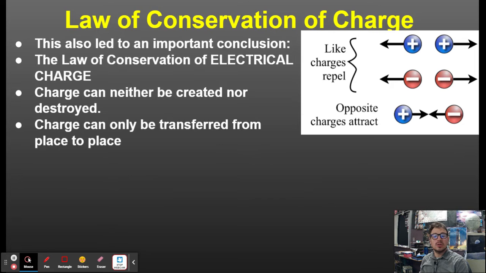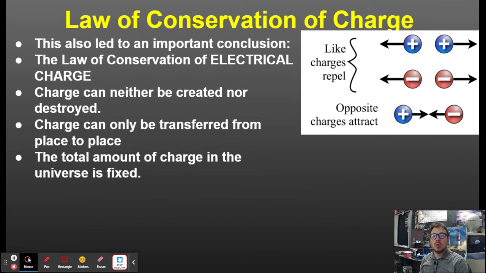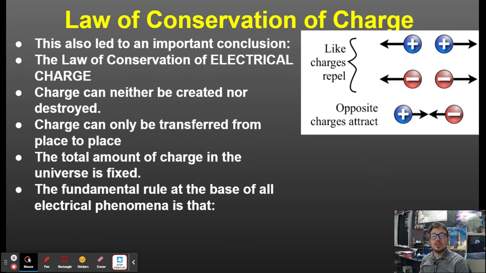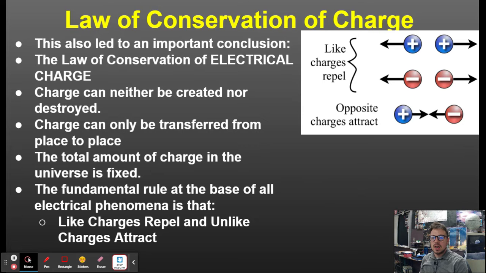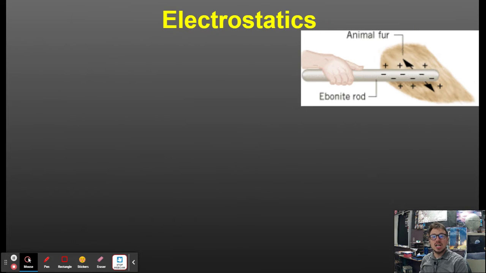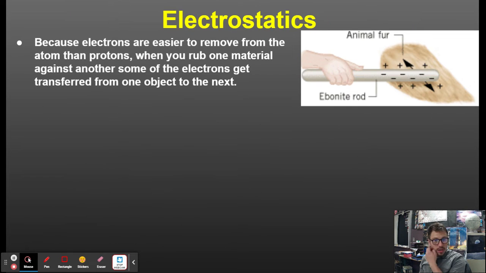Charge can neither be created nor destroyed. Charge can only be transferred from place to place, and the total amount of charge in the universe is fixed. Now, the fundamental rule, what really drives this, is like charges repel and unlike charges attract. So that's at the heart of electrostatics, right?